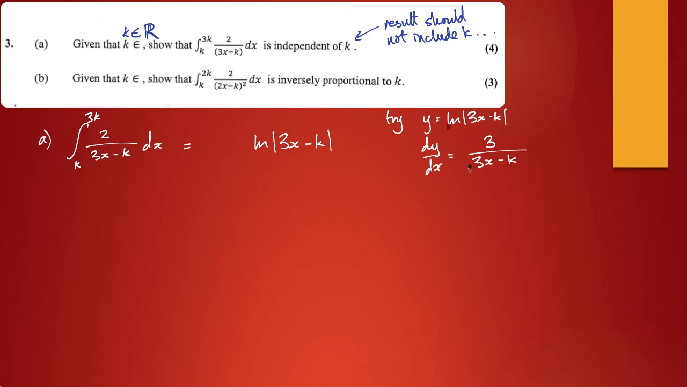So that's what I'd get, that's what I need, but instead of having a 3 in the numerator, I have a 2 in the numerator. So I divide by that 3 and times by that 2 instead to get what I need. And of course that is from k up to 3k. Substituting each of those in, that gives me 2/3 ln, I've got 3 times 3k, that's 9k minus k.